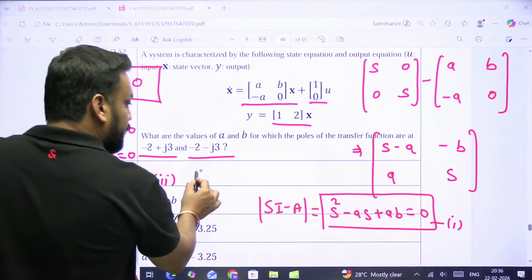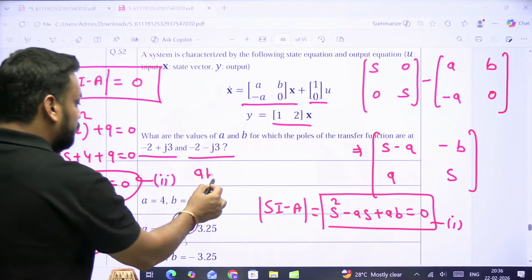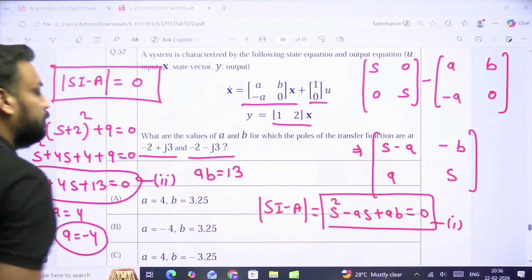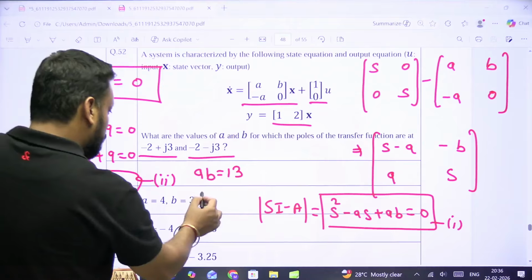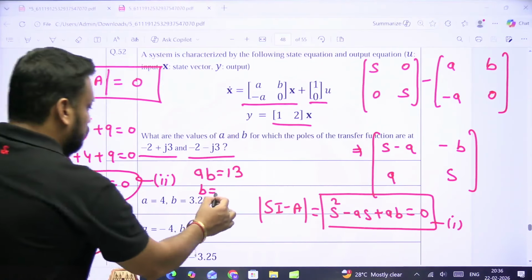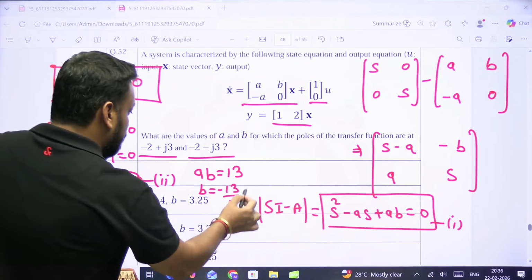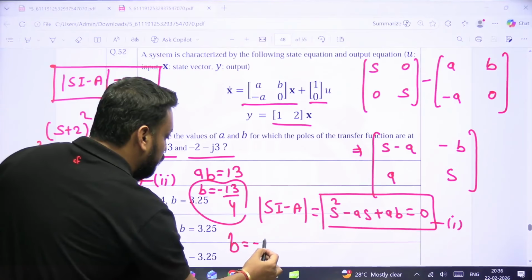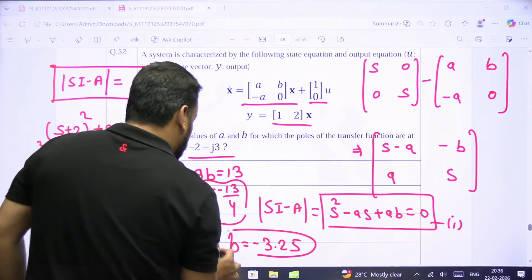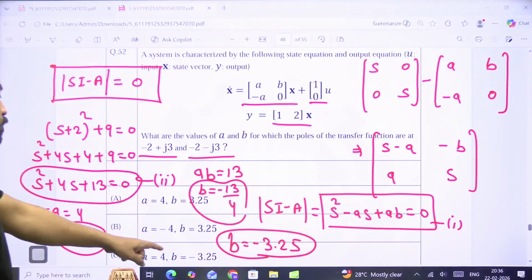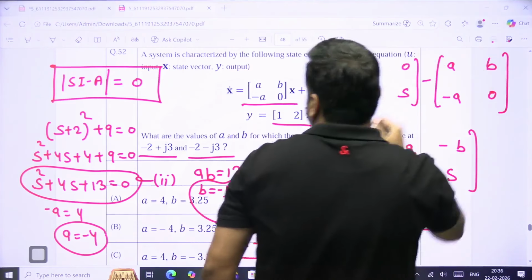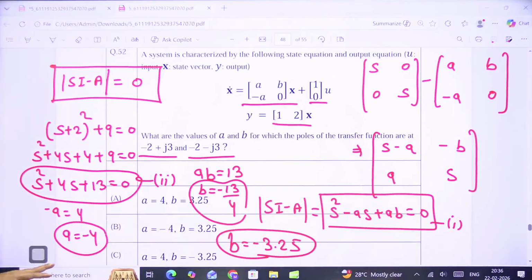And here 13. When I equate, what do you get for b? You can see here that b is nothing but 13. When you put the a value minus 4, your b value is nothing but minus 13 upon 4. And do you know minus 13 upon 4 is minus 3.25. The final answer for this question is a equal to minus 4 and b equal to minus 3.25. Are you guys agree with me? Yes. So the value of a came minus 4, and the value of b came minus 3.25.